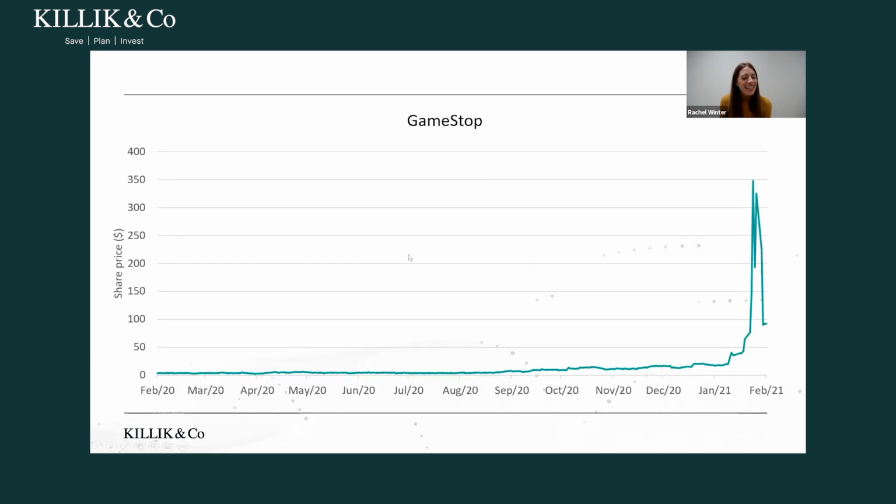And then finally, a piece of news that a lot of you might have read about over the last couple of weeks. We have had a bit of a situation with a company called GameStop. So I've got the chart here showing the share price over the last year. And you can see that for most of the last year, it's been plodding along at about $4. But over the last month, it's spiked up to $350 and then it's fallen back down.